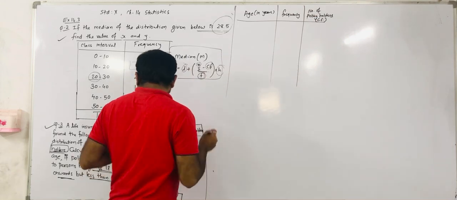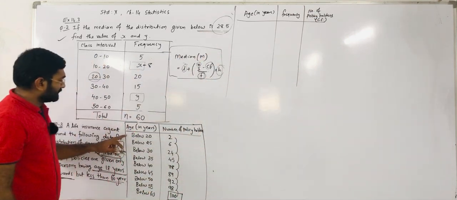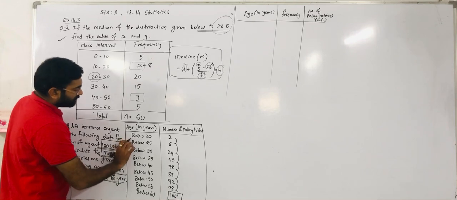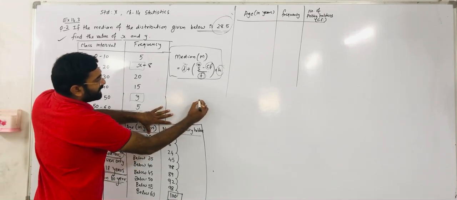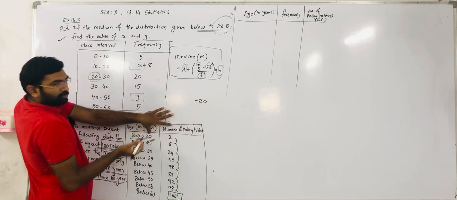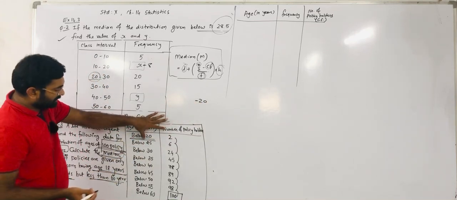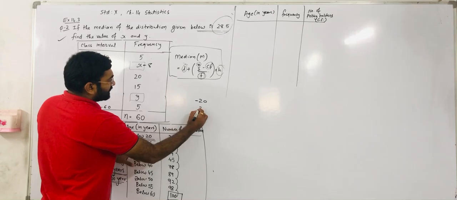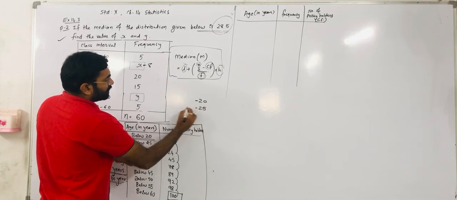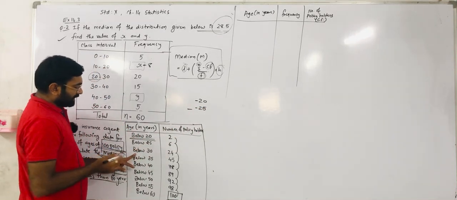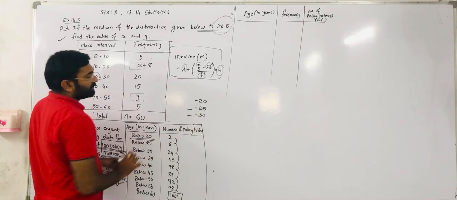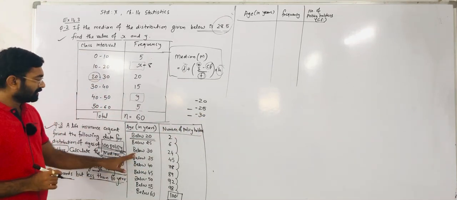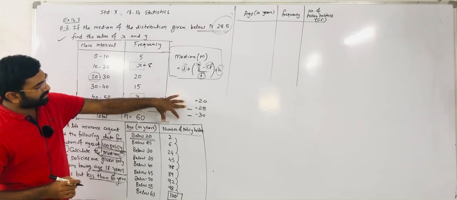So how can we rewrite the ages in group data? Observe the words below 20. It means 20 is the upper limit, and in the lower limit we have to write something. Same way here, below 25, so 25 is the upper limit, and we have to write something for the lower limit. The third class is below 30, so 30 is the upper limit, and for the lower limit we have to write another number. So what do we have to write?